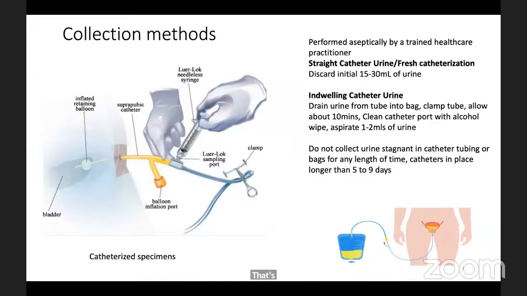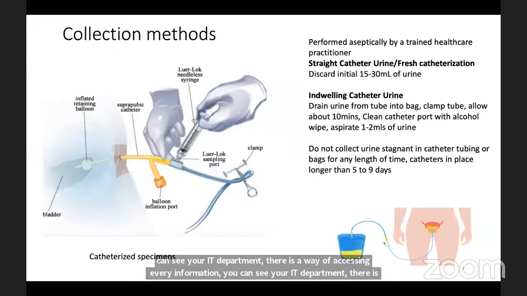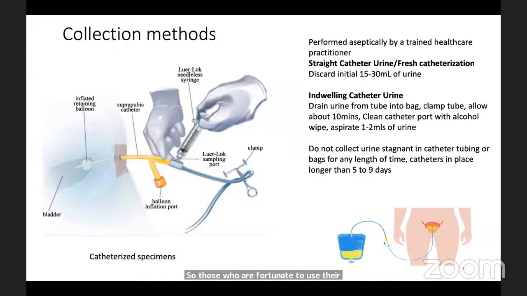Currently with the LIMS we are using, those who are having issues with getting the patient information can see your IT department. There is a way of accessing every information about the patient history in the system. So those who are fortunate to use the LIMS can get every information they need about the patient in order to make judgment on laboratory results. Thank you.